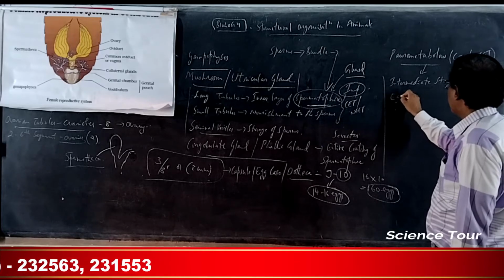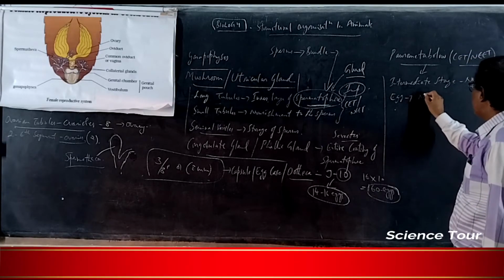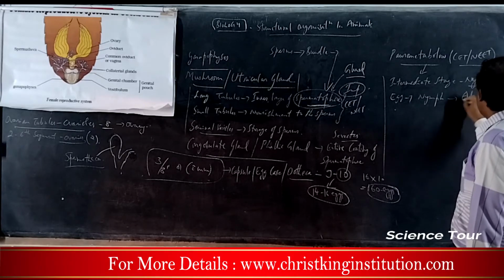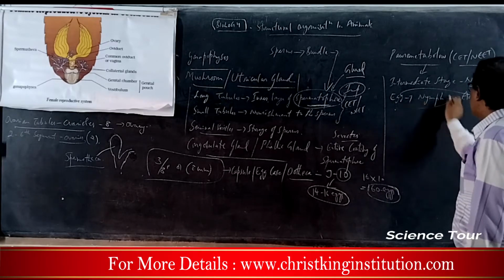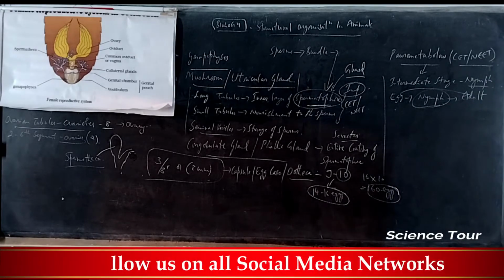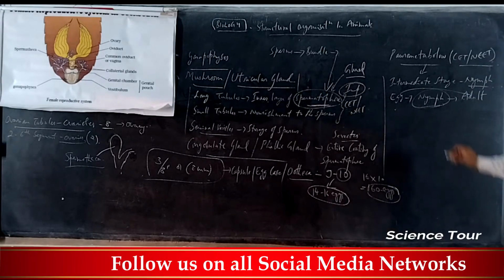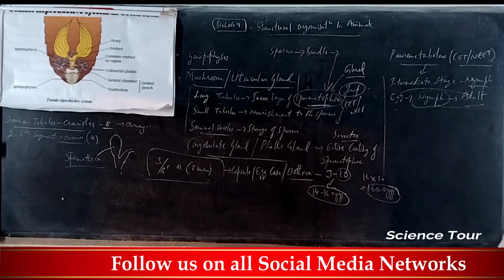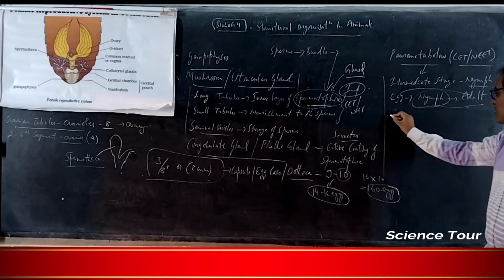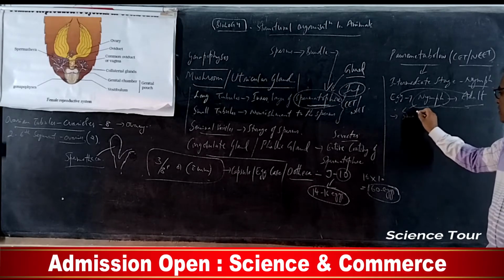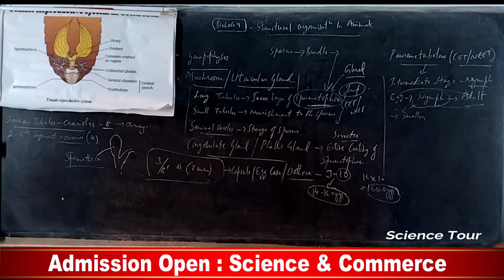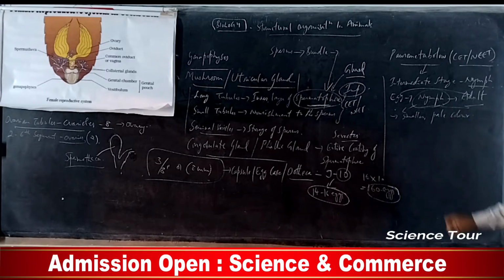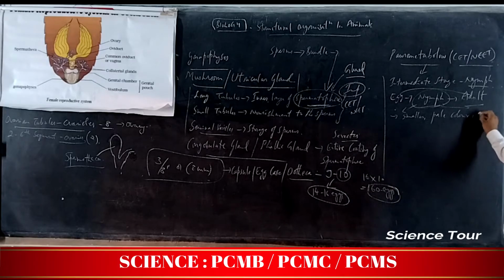The egg will hatch into a nymph. Then this nymph will grow into an adult. So between the egg and the adult there is an intermediate stage, that is called the nymph. So how is the nymph different from the adult? They are almost similar to the adult, but there are some differences. The nymph is smaller, and it is pale in color, not dark in color. Sexually it is immature.